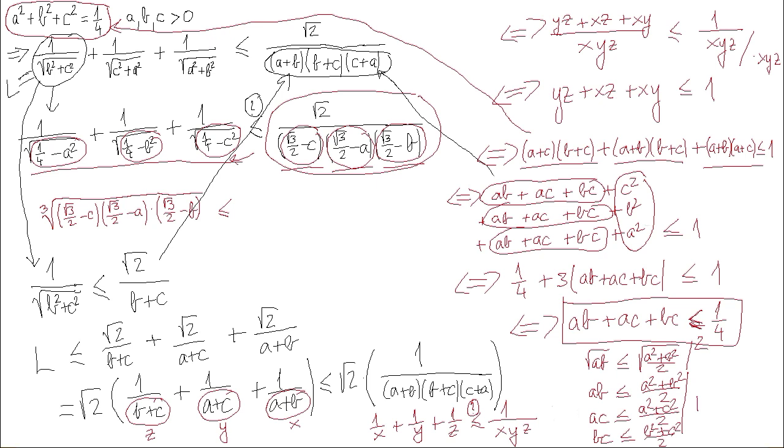And when we sum all this, we obtain that AB plus AC plus BC is less than or equal to exactly A squared plus B squared plus C squared, which is 1/4, and we are done.